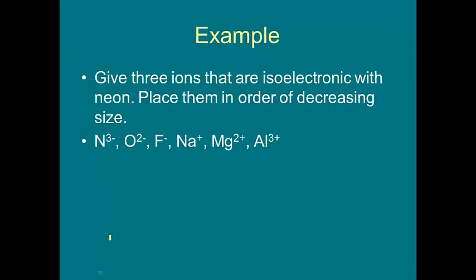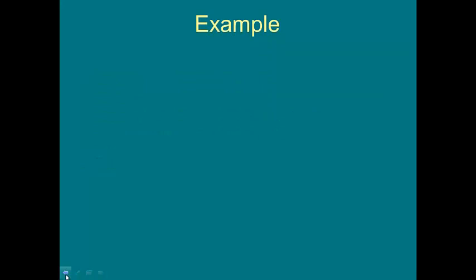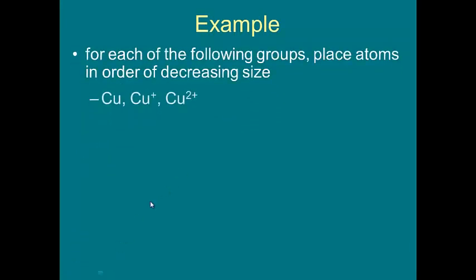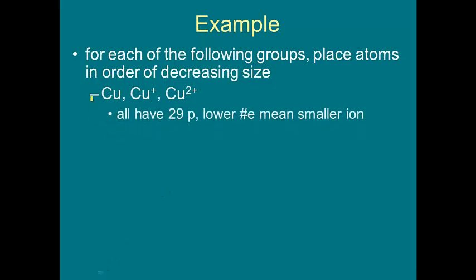Three ions that are isoelectronic with neon, place them in order of decreasing size. We already did this, so that's why we have nitrogen as the first. We just added one here, where nitride would be the largest and aluminum would be the smallest. For each of the following groups, place atoms in order of decreasing size. We saw this a little bit last time. For the coppers, they all have 29 protons, so the lower the number of electrons, the smaller the ion. That's why we get this result, because copper 2 has given away 2 electrons, so it's going to be the smallest of the 3.